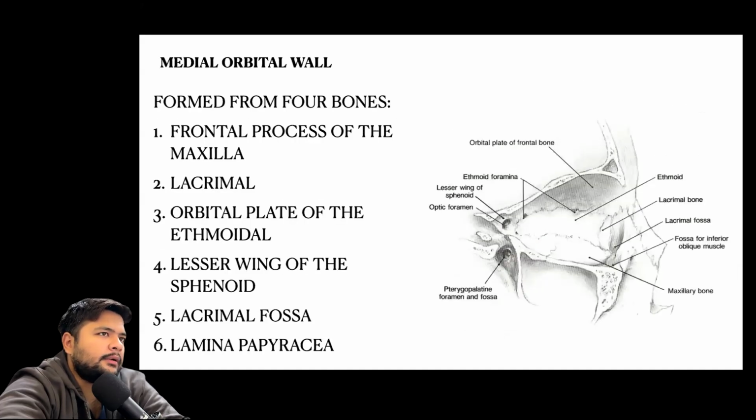Then coming to the medial orbital wall, these are formed from 4 bones. So the frontal process of maxilla, lacrimal bone, orbital plate of the ethmoidal bone, lesser wing of sphenoid, lacrimal fossa, and lamina papyracea.